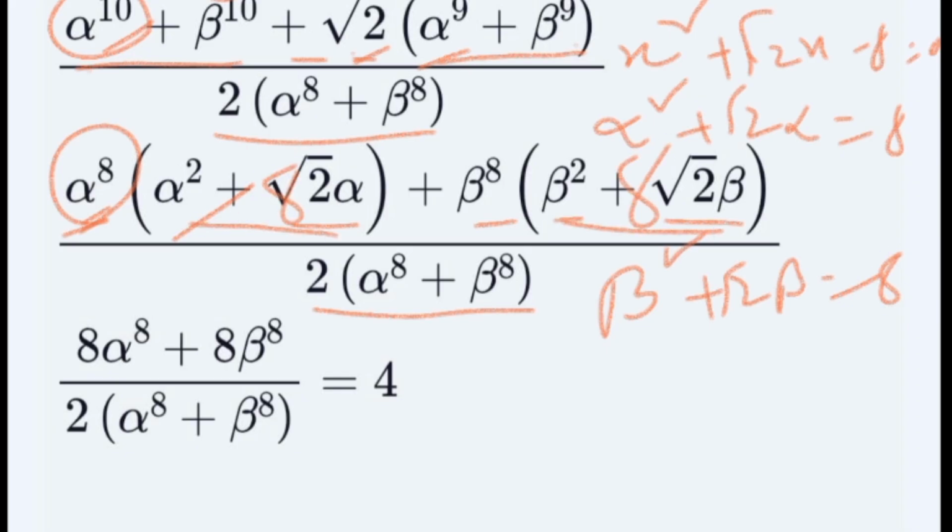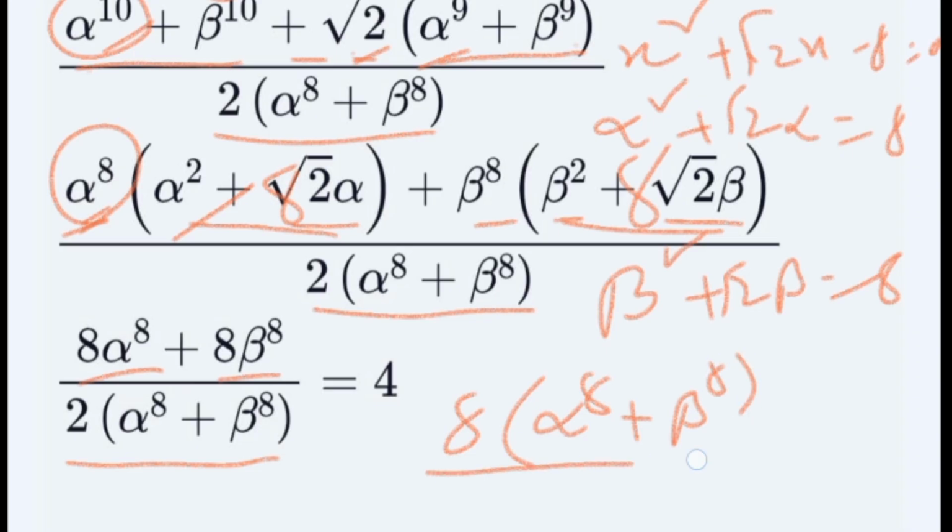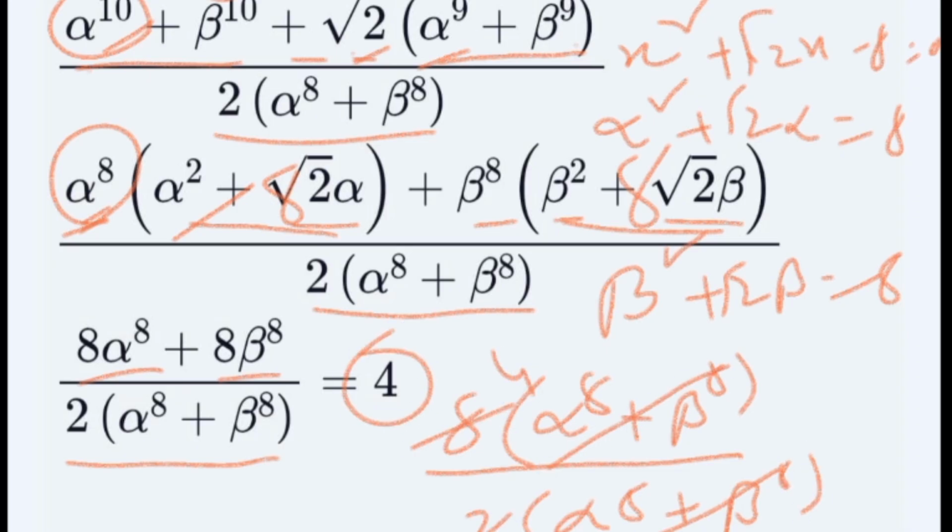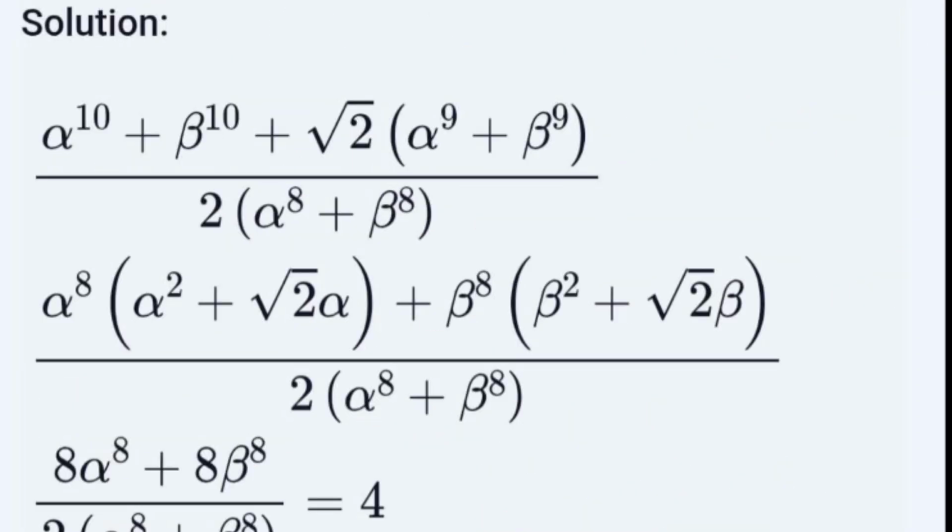So here 8 alpha power 8 plus 8 beta power 8 by 2 into alpha power 8 plus beta power 8. Now 8 is common, and alpha power 8 plus beta power 8 by 2 into alpha power 8 plus beta power 8, both get cancelled. 2 ones, 2 fours. The answer is 4. This is very easy from Newton's identity.